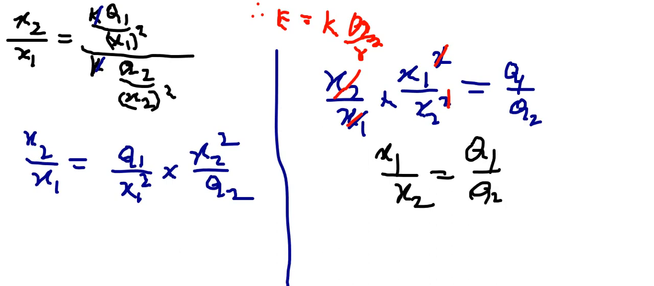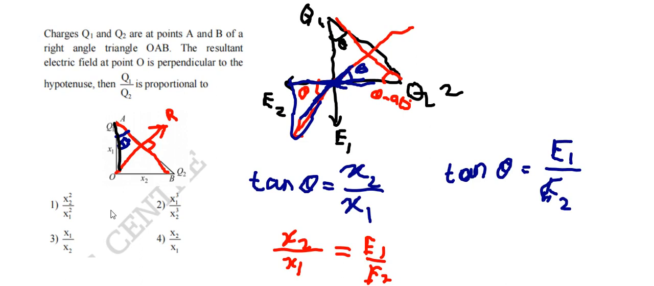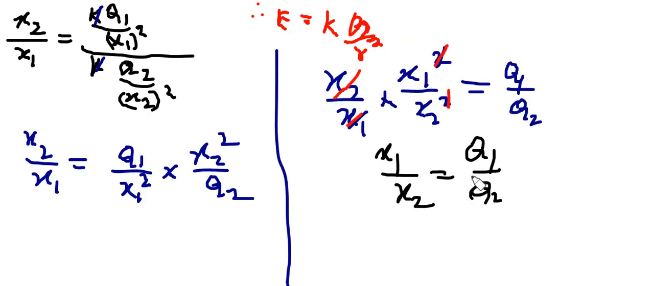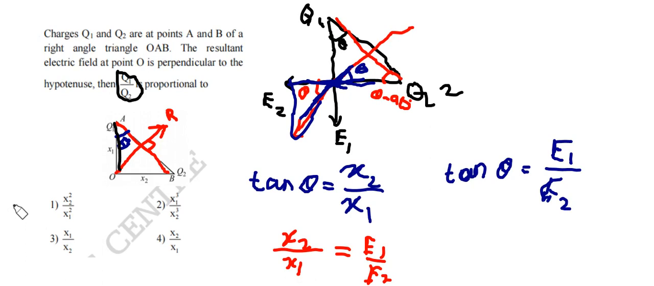The question asked is that we have to find Q1 by Q2, and that is x1 by x2, which is the answer for this question. So option 3 is the correct answer for this question. Thank you.